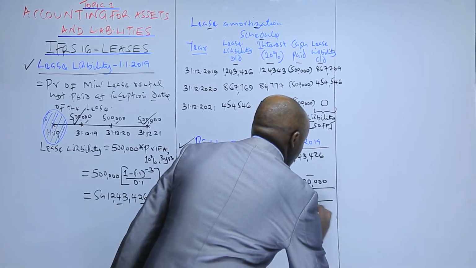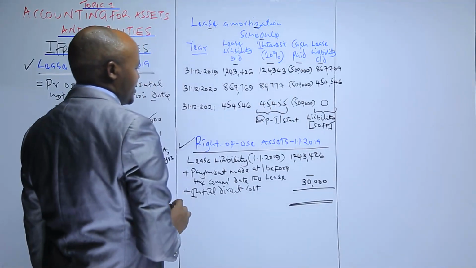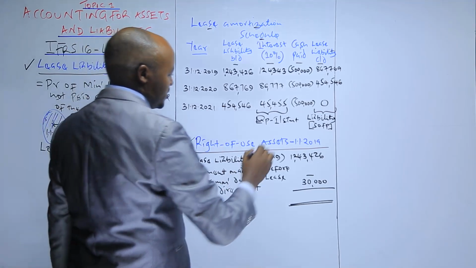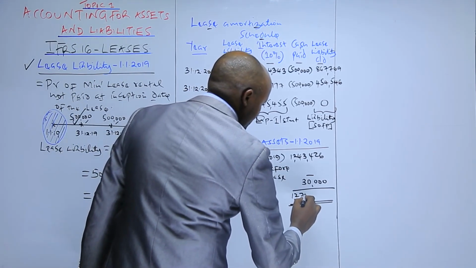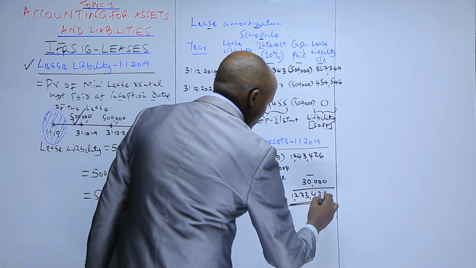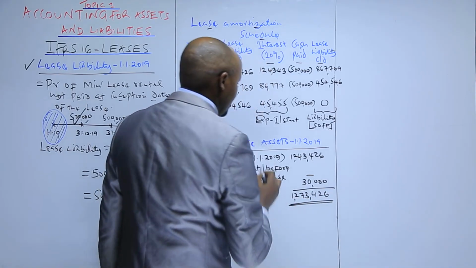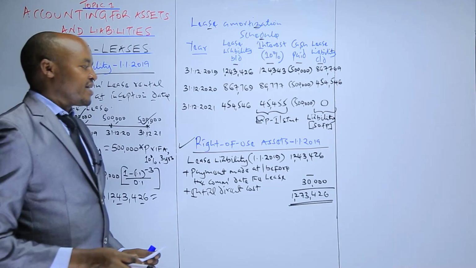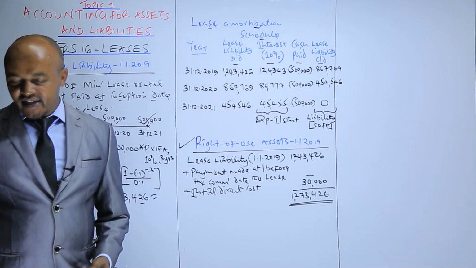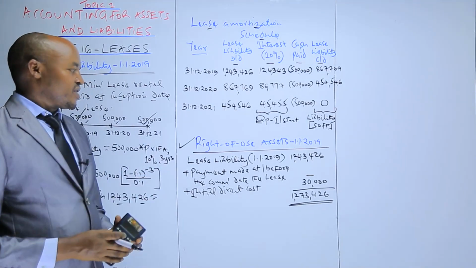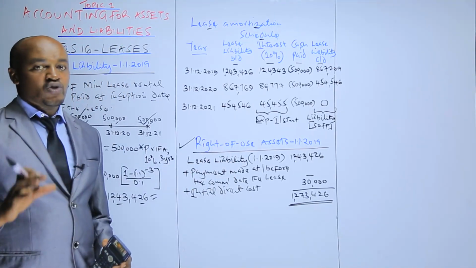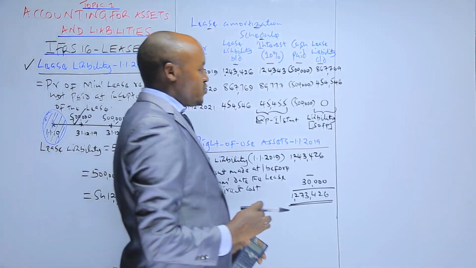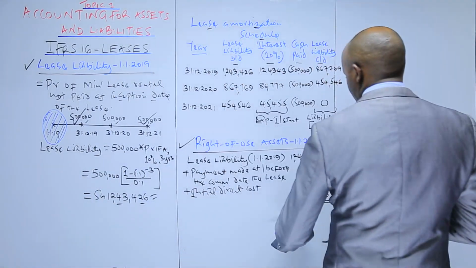So whatever you get here, we refer to that as the right of use asset. So let's add these two figures, which will give us 1,273,426. That is now the right of use asset at the commencement date of the lease. Then this right of use asset should be depreciated at the shorter of two periods.